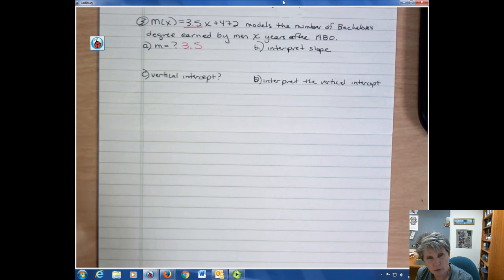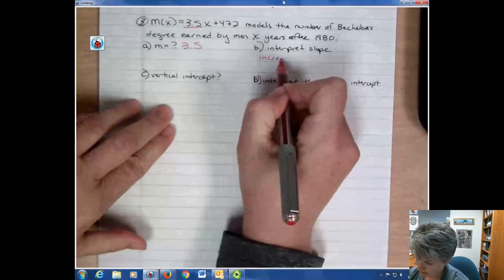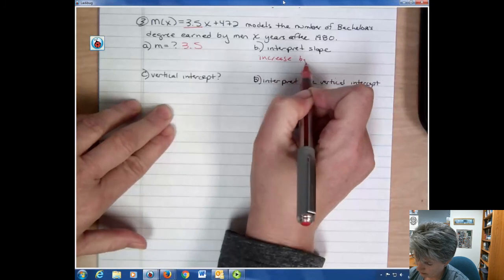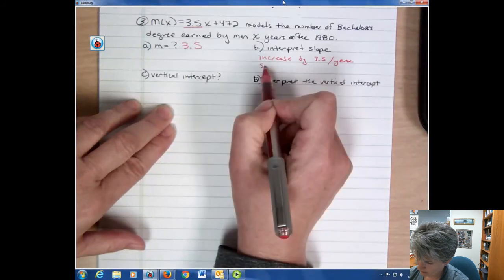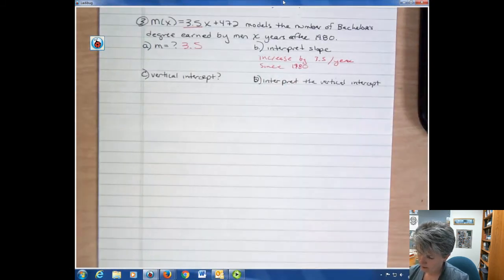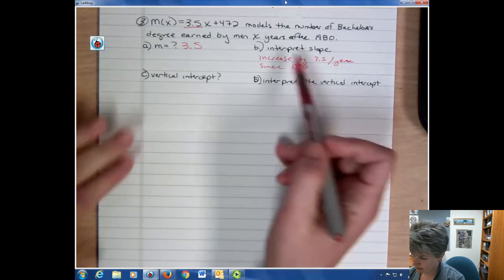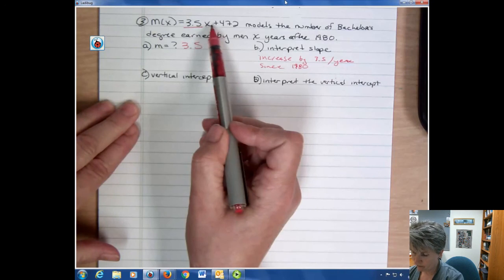And there's a multiple choice on the final, but what we're saying is that there was an increase of 3.5 per year since 1980. All right. So the x is the number of years. So like 5 years later, you'd say 5 times 3.5 plus 472.